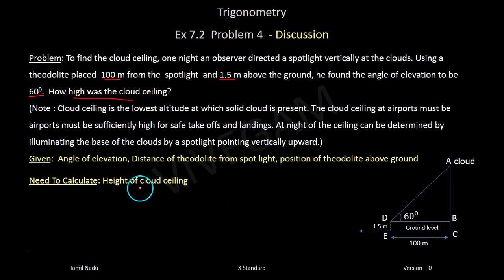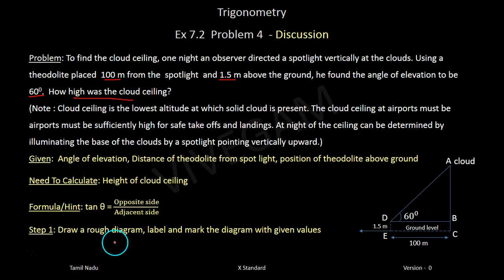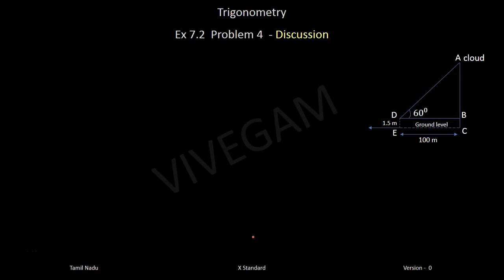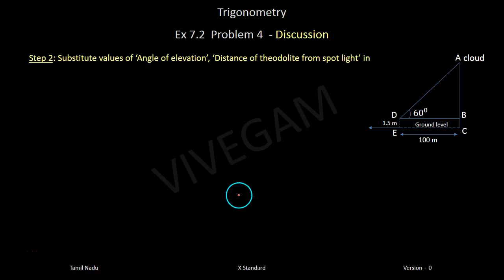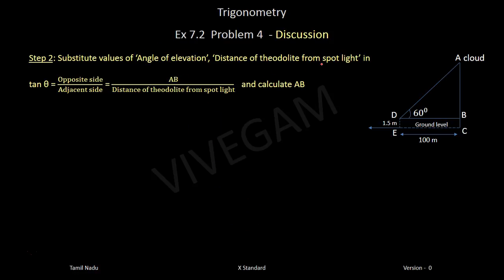Need to calculate the height of the cloud ceiling. Formula: tan theta is opposite side by adjacent side. Okay, now let's go step by step. First step, draw a rough diagram, label and mark the diagram with the given values. Then substitute the angle of elevation and the distance of the theodolite from the spotlight in tan theta equal to opposite side by adjacent side.